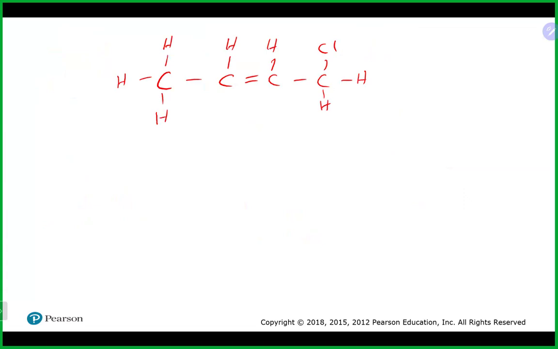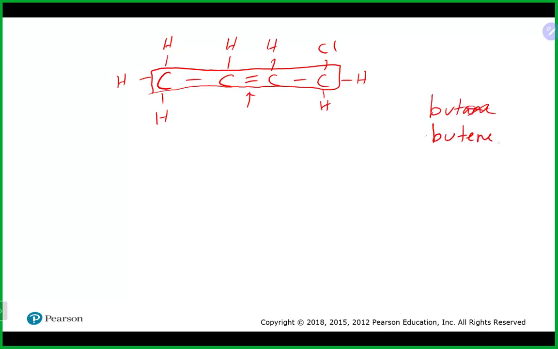remember that we follow our normal naming rules. What we're looking for is the longest carbon chain. Remember that when you have a double bond or a triple bond, the longest carbon chain needs to contain that double bond or triple bond. So here, if we just go straight across, we've got 1, 2, 3, 4. And 4 carbons is based off of butane. Because there is a double bond, it becomes butene, ENE.